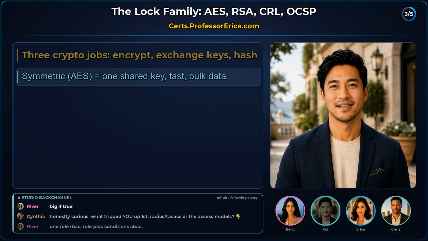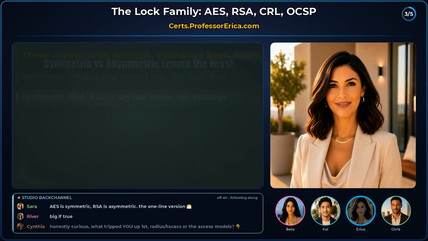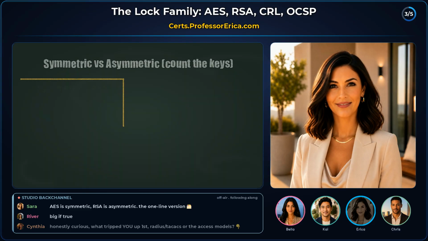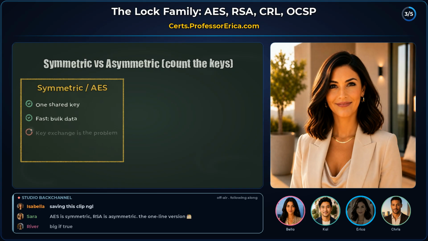Symmetric is one shared key for both lock and unlock. AES is the headline name here, and it is fast, so it does the heavy lifting, the bulk data. The catch is getting that one key to the other side safely. Asymmetric solves exactly that catch with a key pair, a public key and a private key. RSA and ECC are the names.